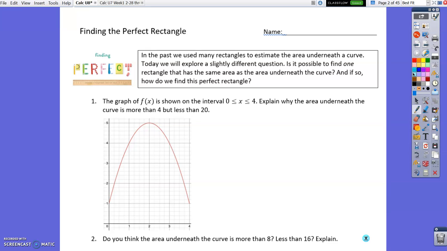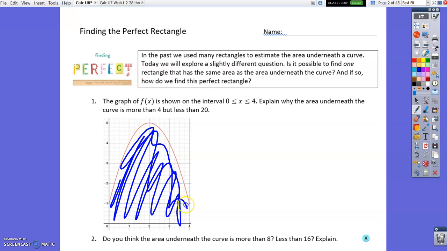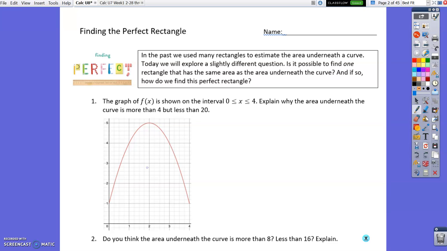In the past, we've used many rectangles to estimate the area under a curve. Today, we're going to try to find the perfect rectangle. If I wanted to know how much area is in this space, there's got to be a rectangle, some height of a rectangle that would fit it perfectly, that would have the exact same area. So how do we find it? That's the goal: to find that perfect rectangle that has the same area as the area under this curve.